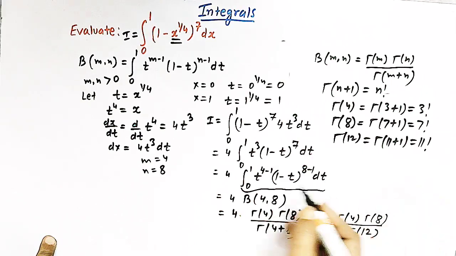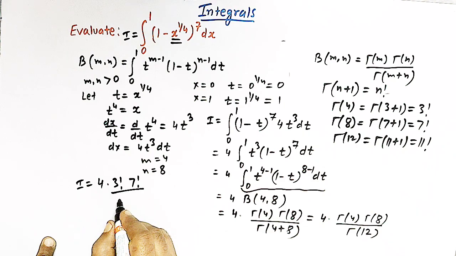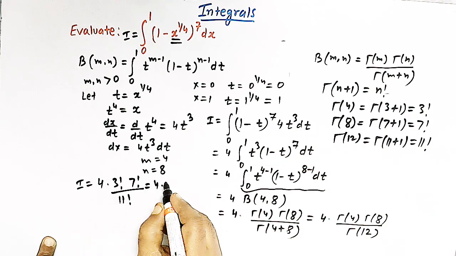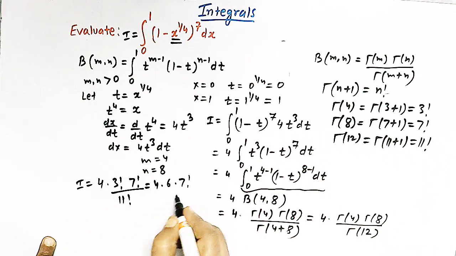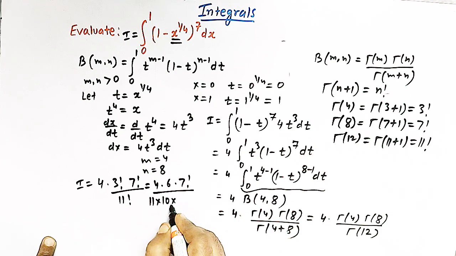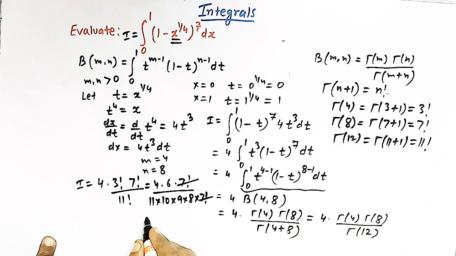So now we can write this integral I as 4 times 3 factorial, then we have 7 factorial divided by 11 factorial. So now we can write 3 factorial is simply 3 times 2 times 1, that is 6. And here we have 7 factorial. Let us write 11 factorial as 11 times 10 times 9 times 8 times 7 factorial. So here 7 factorial and 7 factorial get cancelled, and here we can now cancel this 8 by 2.